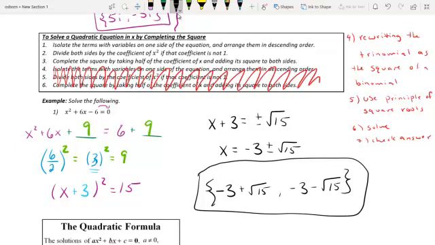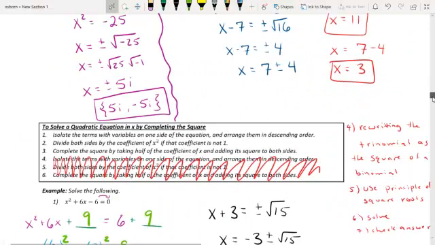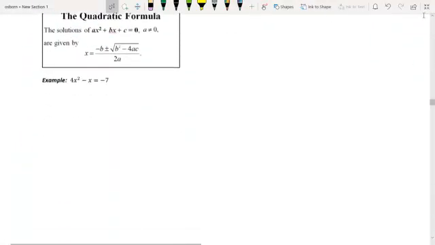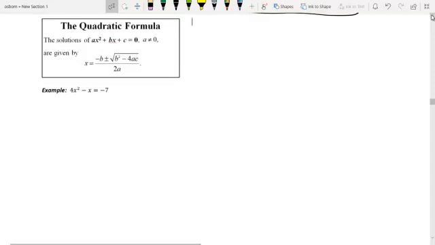You will be required to do that on your test. There will be a specific question in which you're asked to solve by completing the square. There will also be one where you are asked to solve by using the quadratic formula. Now, what is the quadratic formula? So the quadratic formula is x equals negative b plus or minus square root b squared minus 4ac, divided by 2a.